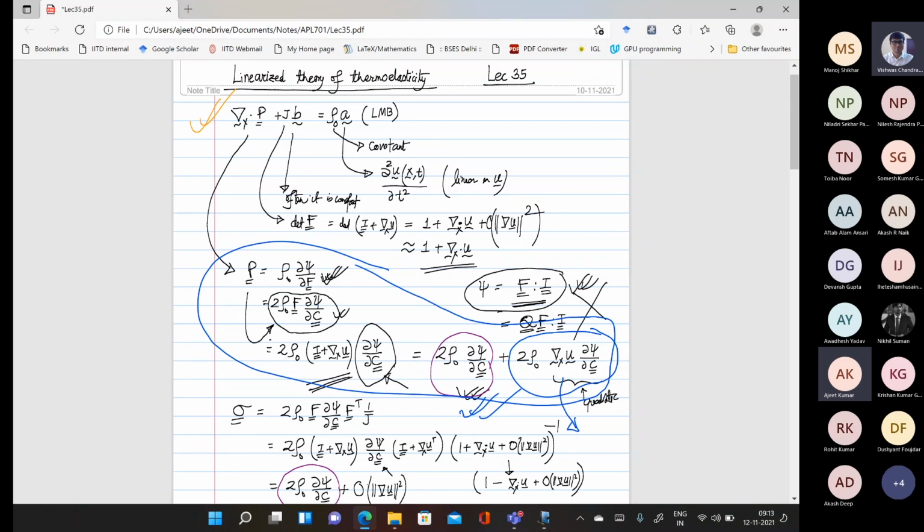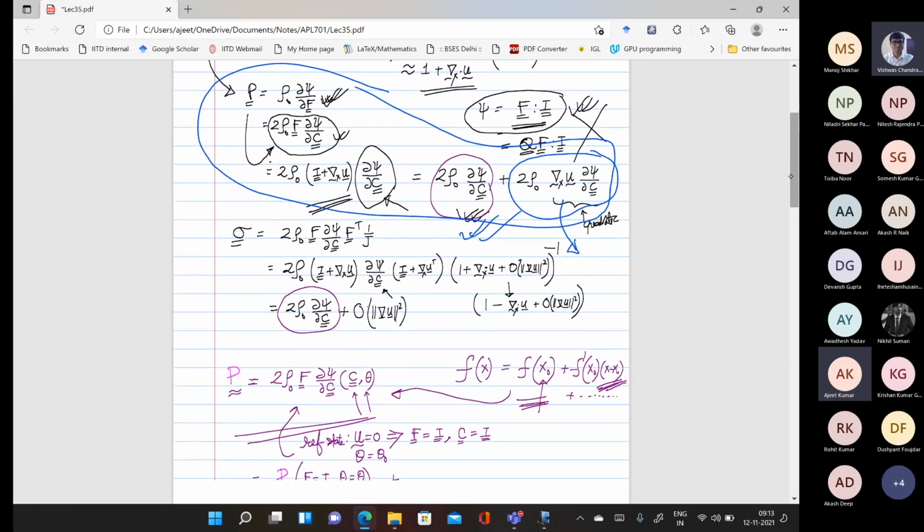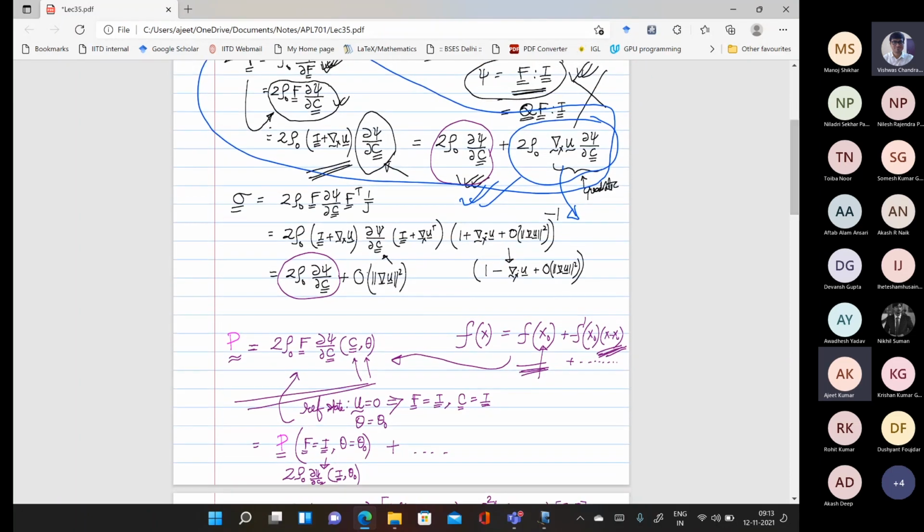Because we can see if del 2 psi by del C2 always should exist, no? Because it is coming in our stiffness expression, that fourth order stiffness tensor. Correct. So from here we can think that psi has to be minimum second order. I think first order psi will not work because it will become 0.